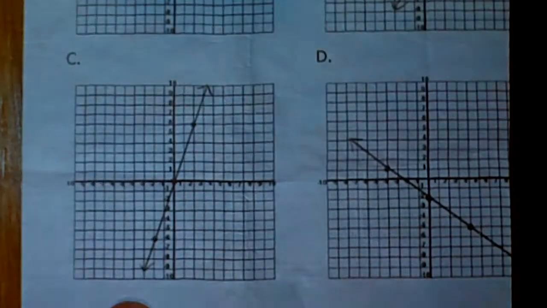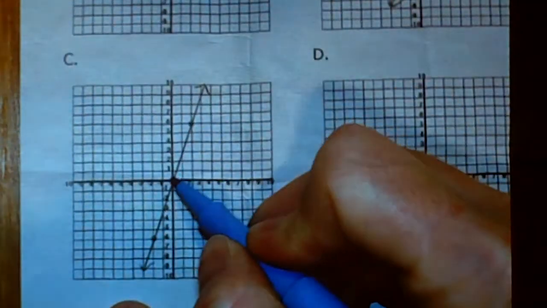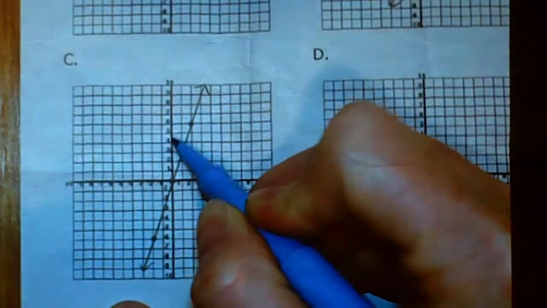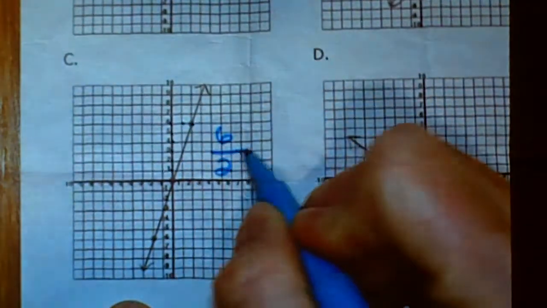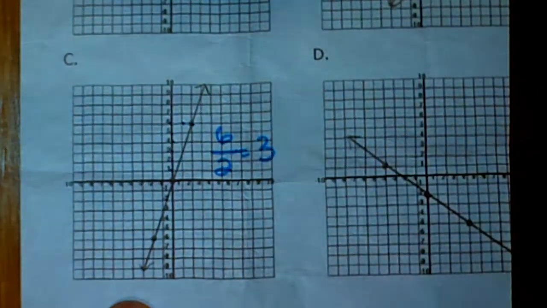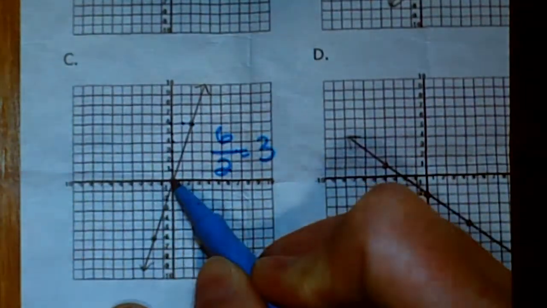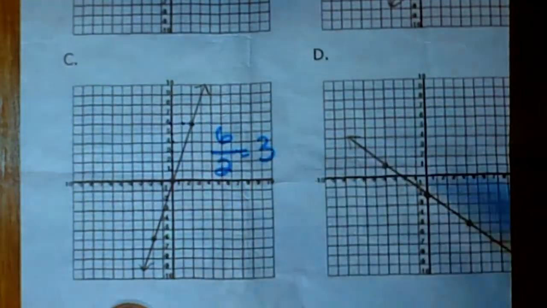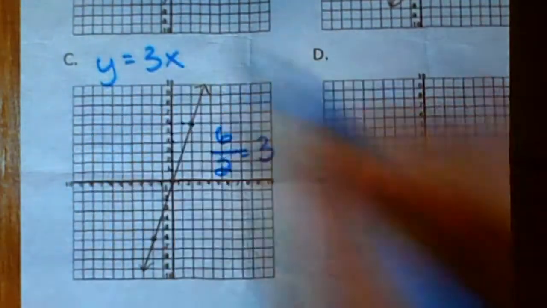Okay, check out C. Okay, let's find the slope first. So from any point to the next, I can go up 1, 2, 3, 4, 5, 6, and right 2, which means it's 3. Remember, if it simplifies to a whole number, you don't have to leave it as a fraction, write it as a whole number. I could also go up 6, right 2 here. I could go up 12, right 4. No matter what I do, my slope is 3. So I'm going to write y equals 3x.